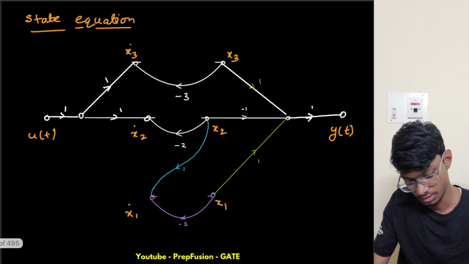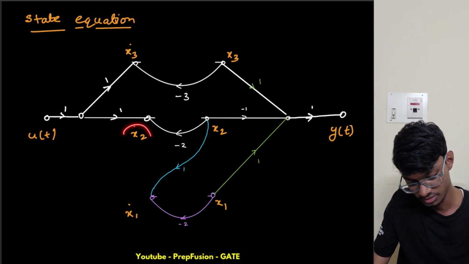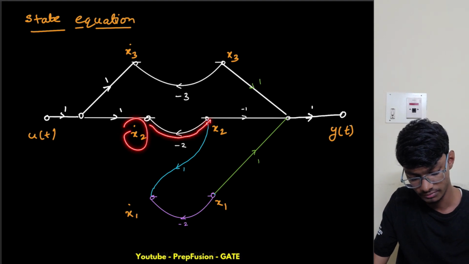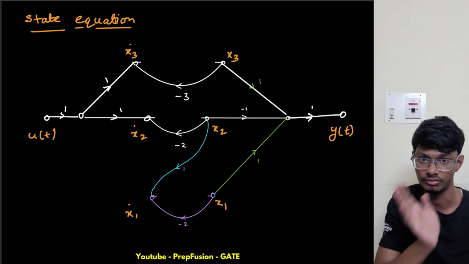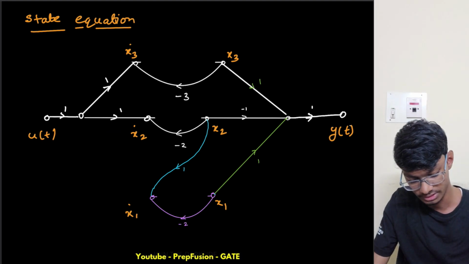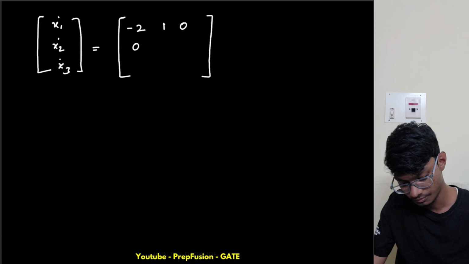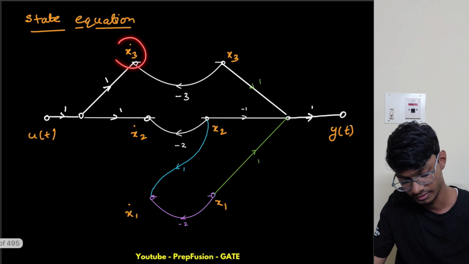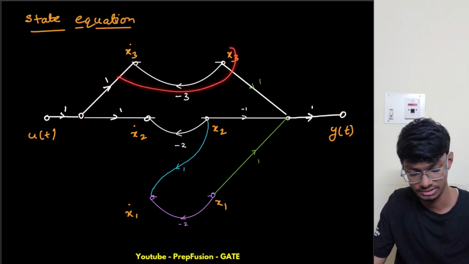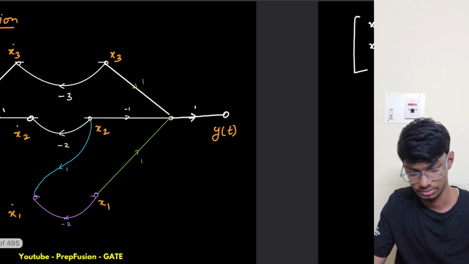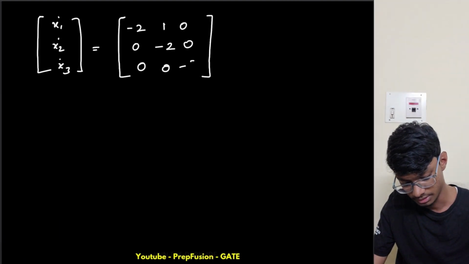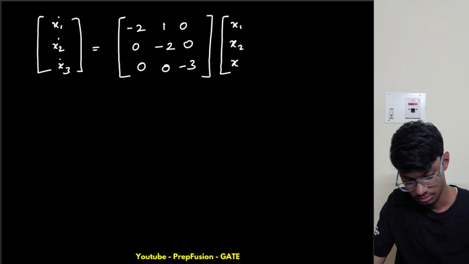What is x2 dot? x2 dot equals minus 2 times x2, and there is u also, but I will write that later. Do I have x3? No, x3 will not be able to connect, and x1 also will not be able to come, because the flow is opposite here. So we get 0, minus 2, and 0. Now x3 dot: u is connected and minus 3 times x3 is connected, but the other variables can't come back to it. So this row is 0, 0, minus 3, multiplied by x1, x2 and x3.